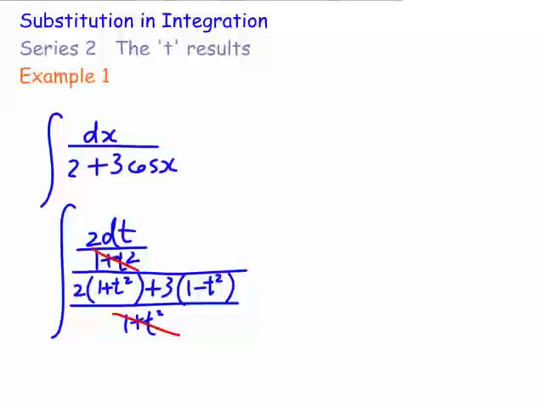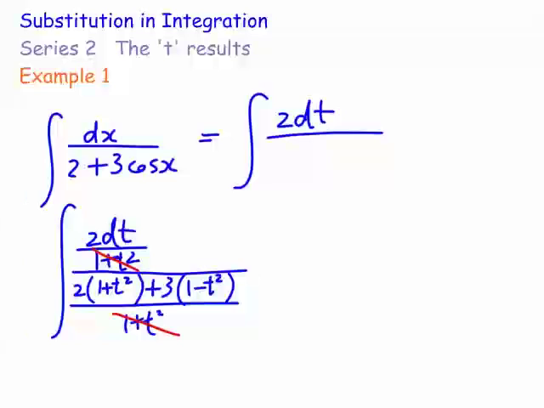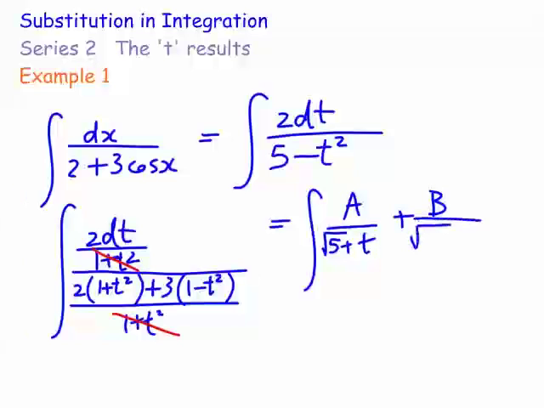So we've got 3 and 2 is 5, 2t squared minus 3 squared. So it's going to be equal to the integral of 2 dt, the 2 is still there, and the bottom is now going to give us 5 minus t squared. Now, this is going to require a bit of partial fraction work, so we're going to need to write this as something. Let's break it up: a over root 5 plus t, and we need a b over root 5 minus t.